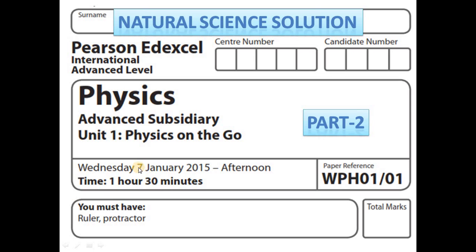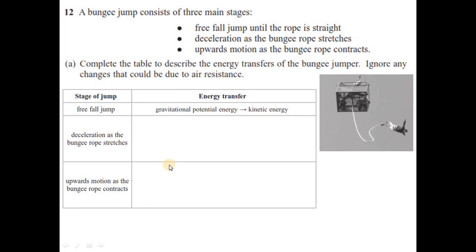This is Edexcel IAL Physics Unit 1, January 2015, Part 2, question number 12. A bungee jump consists of three main stages: free fall jump until the rope is straight, deceleration as the bungee rope stretches, upward motion as the bungee rope contracts. Complete the table to describe the energy transfer of the bungee jumper. Ignore any change that could be due to air resistance.